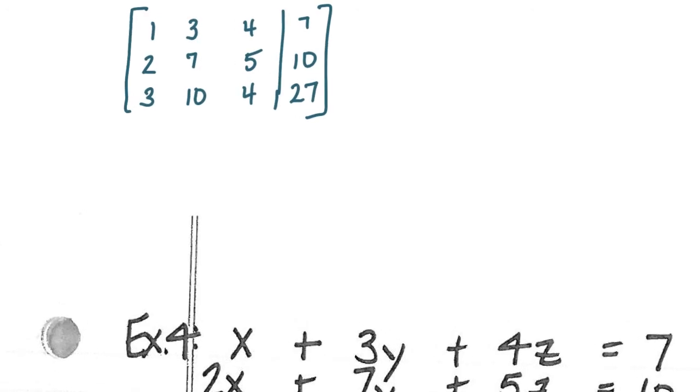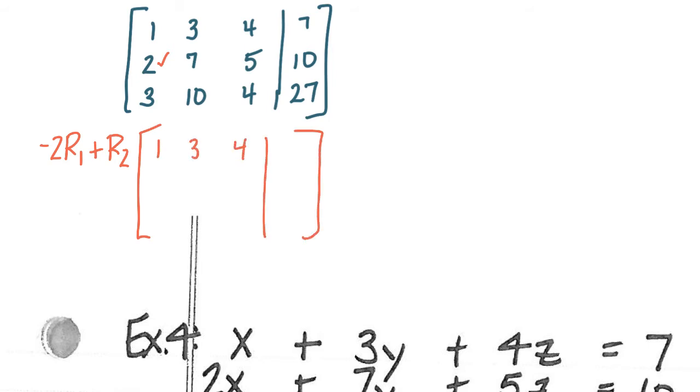So I want this right here to be a 0. So I know I can multiply -2 times the first row and add it to the second row. Now, I am not changing the first row at all. I'm using the first row to change the second row. I'm not changing the third row at all.